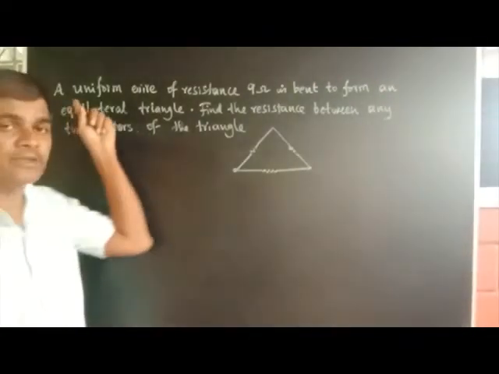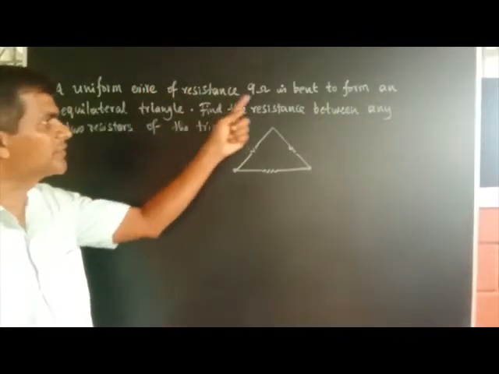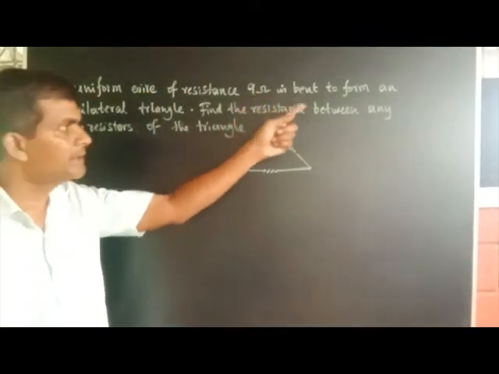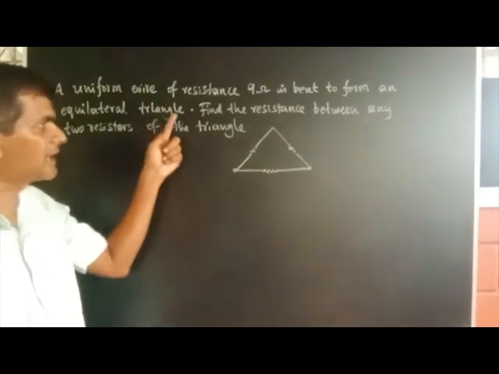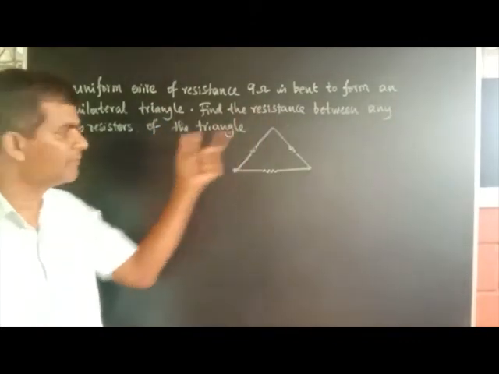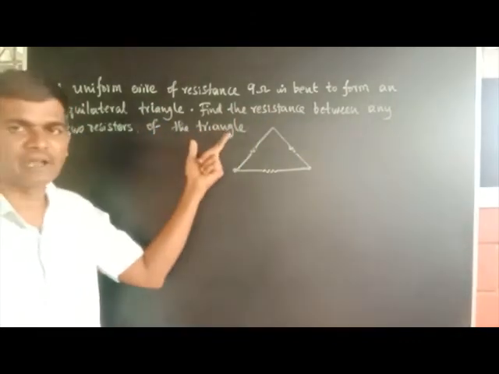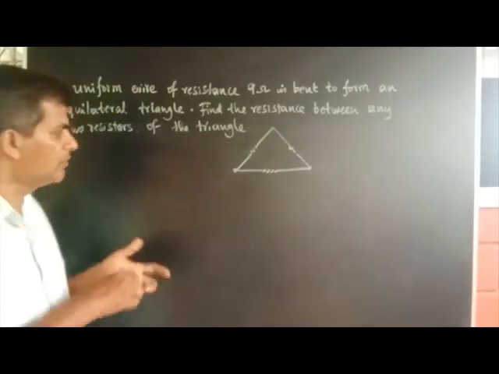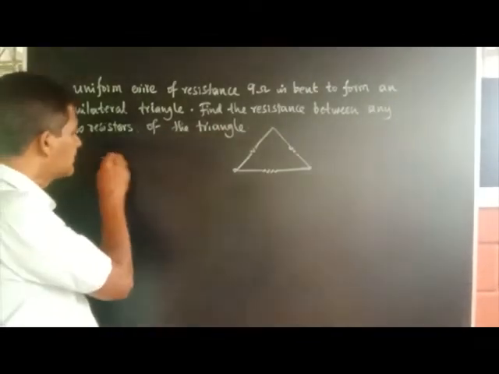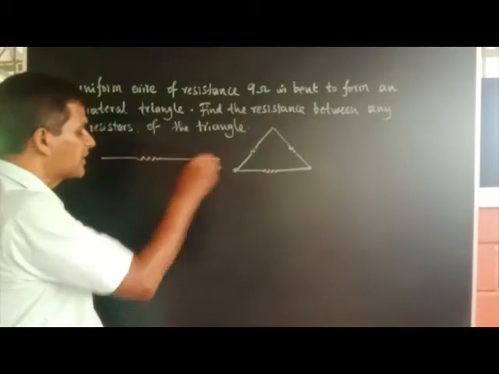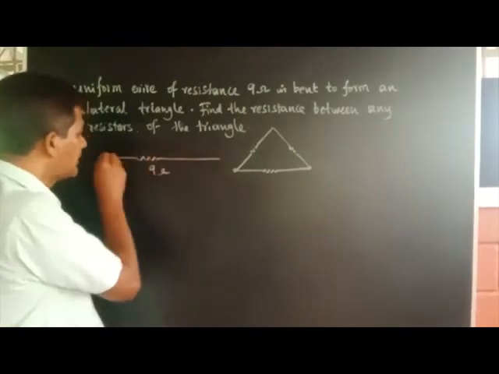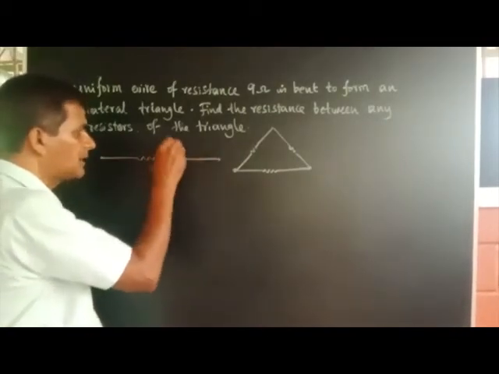In this problem, a uniform wire of resistance 9 ohm is bent in the form of an equilateral triangle. Find the resistance between any two resistors of the triangle. Like that they are given. A uniform wire is there. Let us take this uniform wire of resistance 9 ohm and of length L.